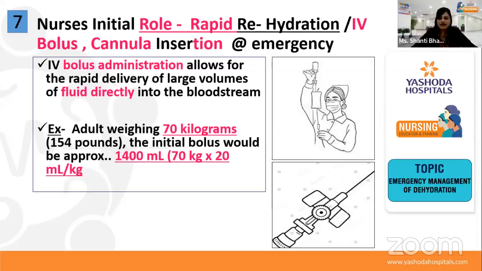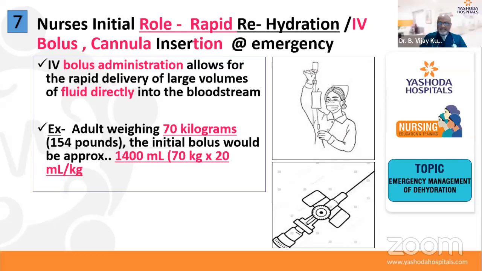So what is the significance of intravenous fluids in achieving rapid rehydration? As we can look at this slide, whenever a patient comes to the ER, the emergency nurse should be able to identify these signs and should be ready to give a bolus. So what is the significance?